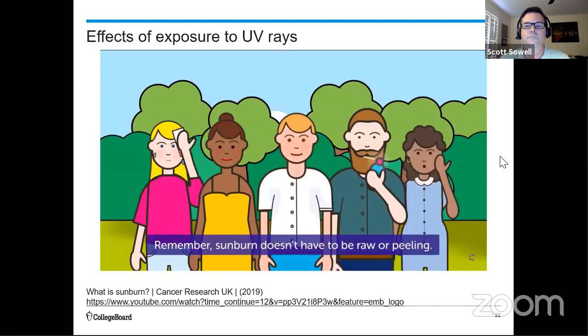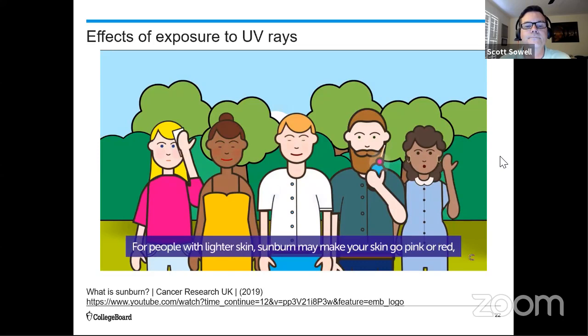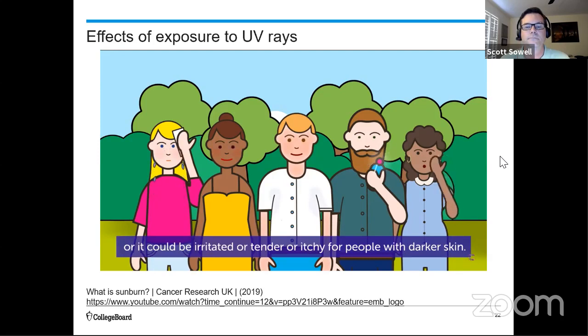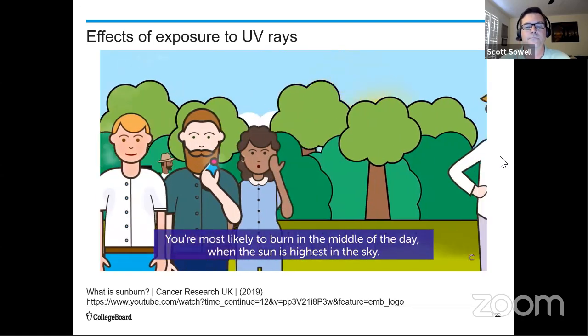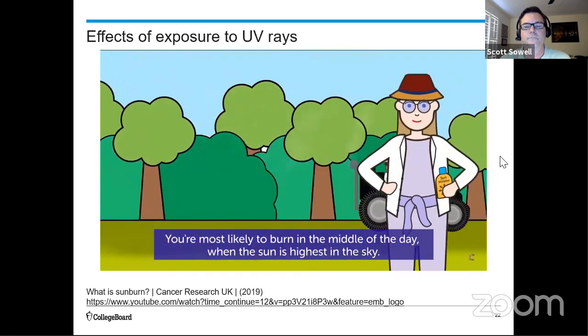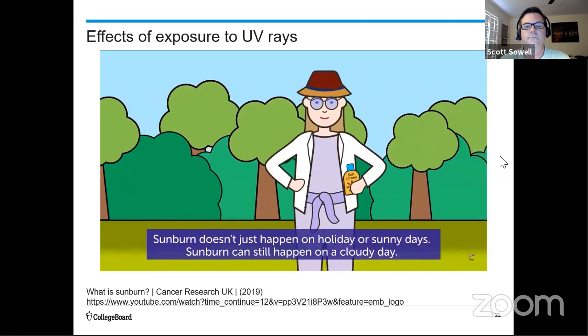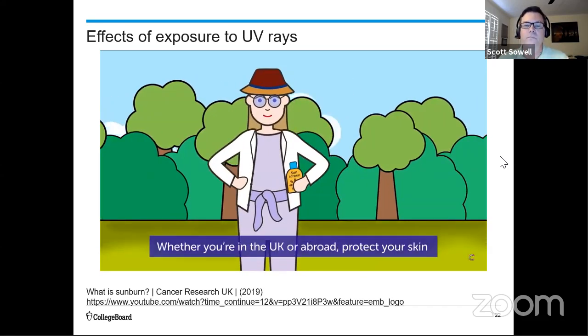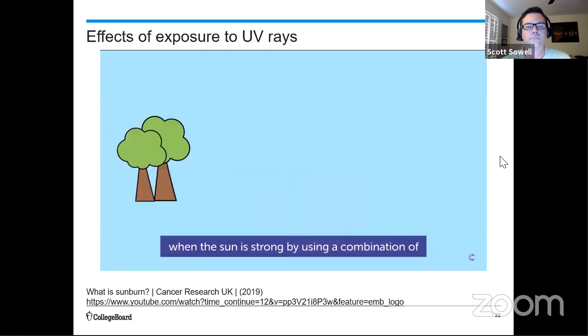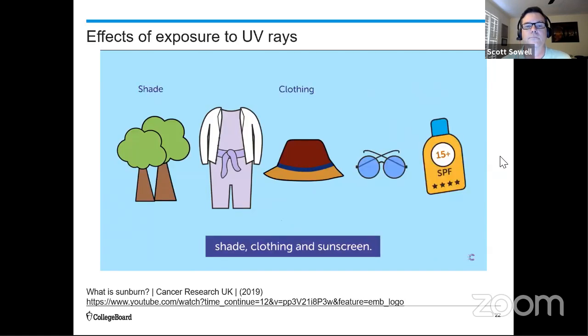Remember, sunburn doesn't have to be raw or peeling. For people with lighter skin, sunburn may make your skin go pink or red, or it could be irritated or tender or itchy for people with darker skin. You are most likely to burn in the middle of the day when the sun is highest in the sky. Sunburn doesn't just happen on holiday or sunny days. Sunburn can still happen on a cloudy day. Whether you're in the UK or abroad, protect your skin when the sun is strong by using a combination of shade, clothing, and sunscreen.